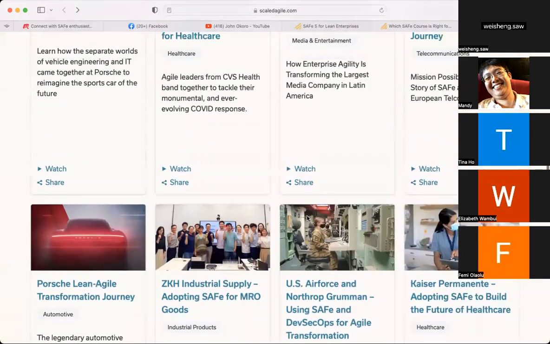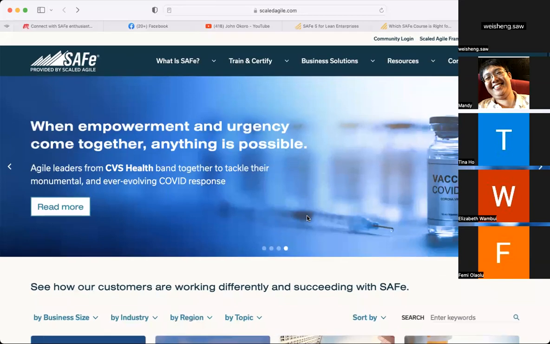So I think that those are all the points I have. Elizabeth, anything else that you'd like to share before we wrap up with the meetup session for today? Yeah, I think Femi has a question. Femi, do you have another question? Okay. What are the principles to consider when choosing an agile approach?